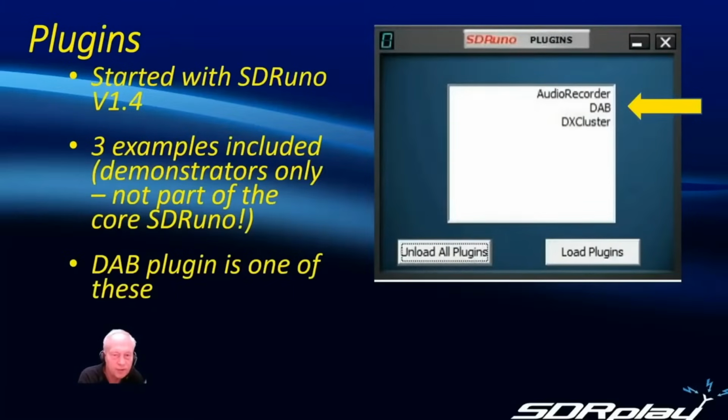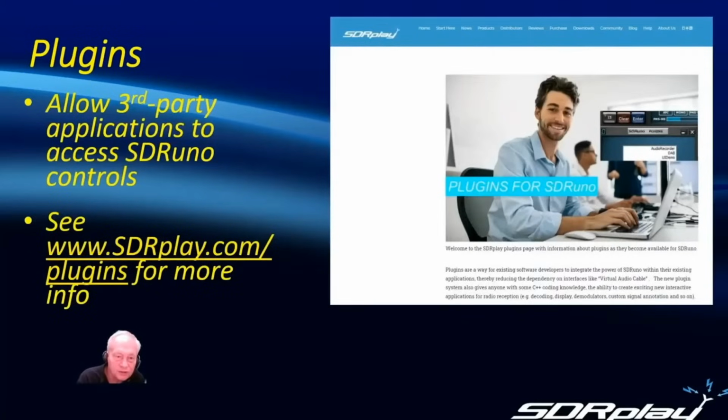Plugins started with version 1.4 of SDR Uno, and we provided 3 examples which are demonstrators. They're not part of the core SDR Uno software, and the DAB plugin is one of these. What plugins do is allow third-party applications to access SDR Uno controls. These third-party programs can interact seamlessly with the SDR Uno core software. They're not part of the core offering, so some plugins may be more stable than others, but they are totally separate from the main SDR Uno program.